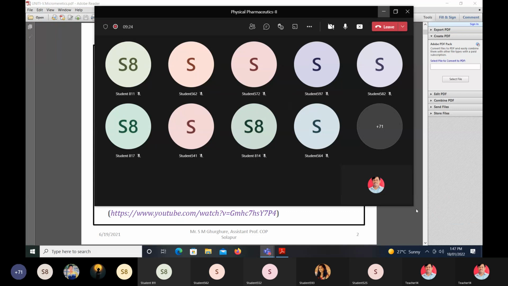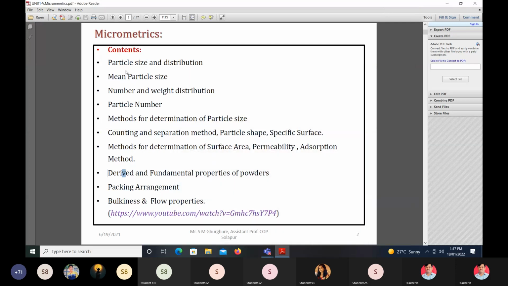Then the different properties we are going to determine in this heading, because these are the contents. First, we are going to discuss particle size and size distribution. Then the second one is the mean particle size and its distribution. Then the particle distribution with respect to the number and with respect to the weight, and then particle number calculation. Then methods used for determination of particle size, like the sieving method and sedimentation method. Then optical microscopic methods are used, and then the particle volume is going to be calculated by using the Coulter counter method.